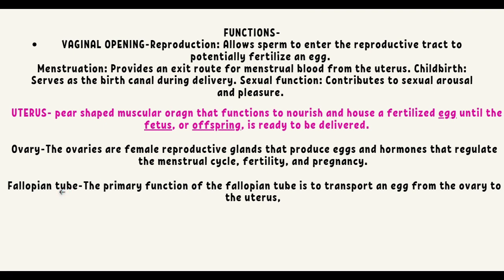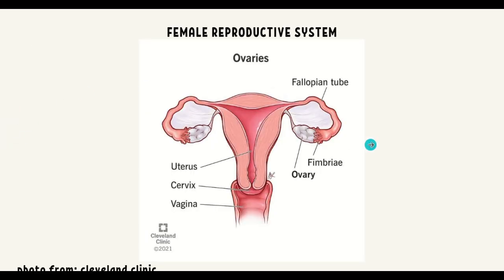And you have the fallopian tube, whose primary function is to transport an egg from the ovary to the uterus, right? So basically, the entire fertilization process would start with an egg being released from the ovary. The egg would travel through the fallopian tube. The sperm would wait in the fallopian tube for the egg. If the sperm and egg meet, fertilization takes place. So the fertilized egg, which is called a zygote, would travel down the fallopian tube.